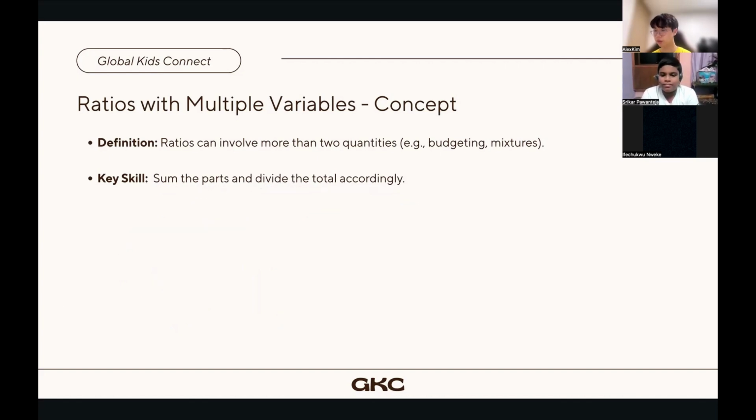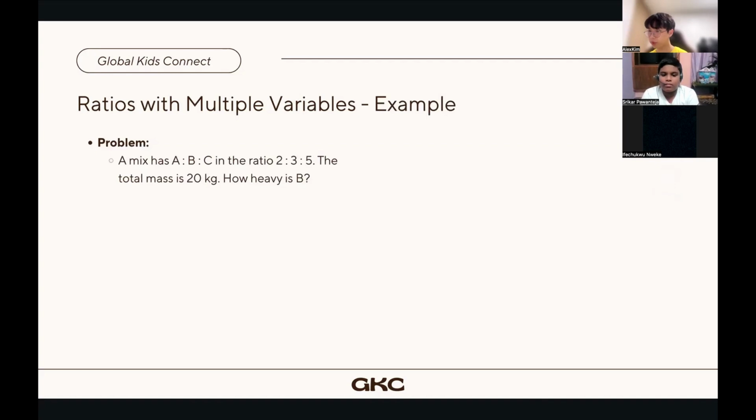Okay, then so let's take a look at an example question where we utilize this. Our example question states a mix has A to B to C in the ratio of 2 to 3 to 5. If the total mass is 20 kilograms, how heavy is B? Like I explained during our example question for the concept, we use the same method: summing the parts and dividing the total.